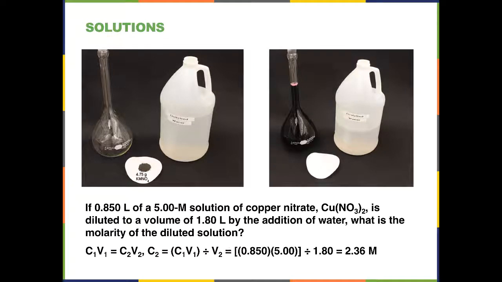Well, the new molarity, again, the initial concentration times the initial volume is equal to the final concentration times the final volume. If you rearrange this so that you end up with the final concentration on one side and everything else on the other side, you'll have 0.05 liters times 5 molar divided by 1.8 liters for the new volume, or 2.36 molar solution.